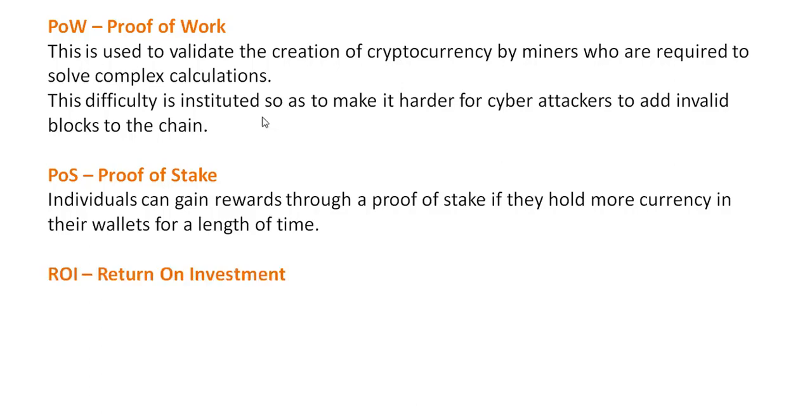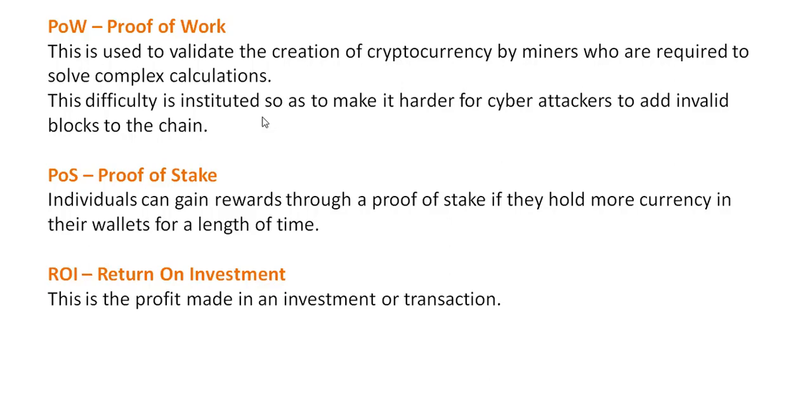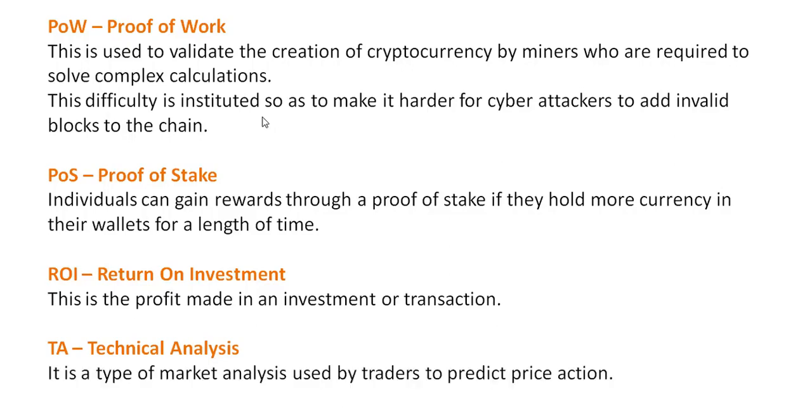So we have the ROI, the return on investment, and this is the profit made in an investment or transaction. So if you invest in a cryptocurrency, the profit you get from it is called return on investment. Whenever you hear TA, TA means technical analysis, and it is a type of market analysis used by traders to predict price action. So you predict price action based on previous market price and the volume of that particular currency to predict the price in the future. So that's basically what technical analysis is.